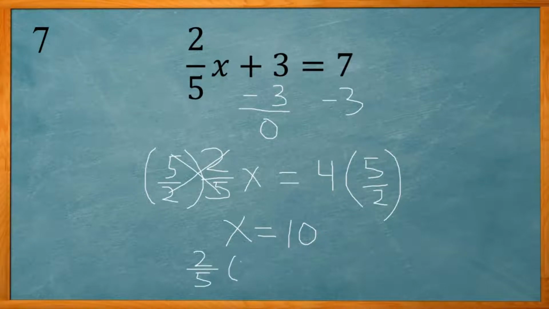2/5 times 10 plus 3 equals 7. Here I can take the 10 divided by 5, which is 2. 2 times 2 is 4. 4 plus 3 is 7. So 7 equals 7. So that works out.